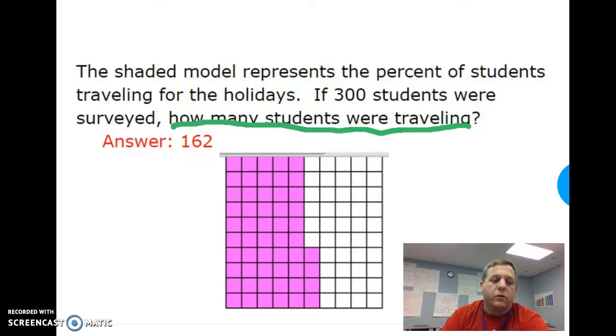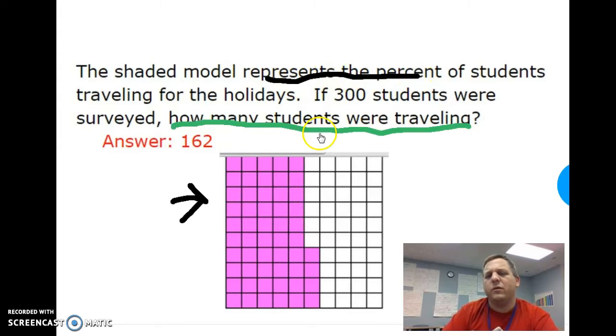Okay, so that's what I need to keep in mind. How many students are traveling? Now I'm going to go back and look at the rest of it. The shaded model, which is this model right here, represents the percent. Okay, so this model is the percentage.